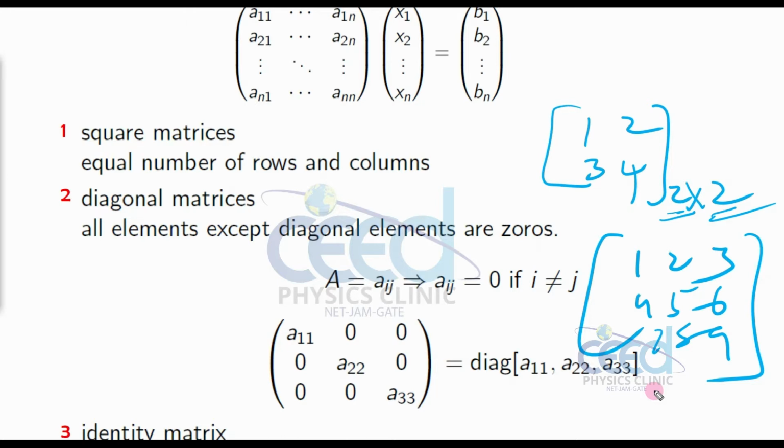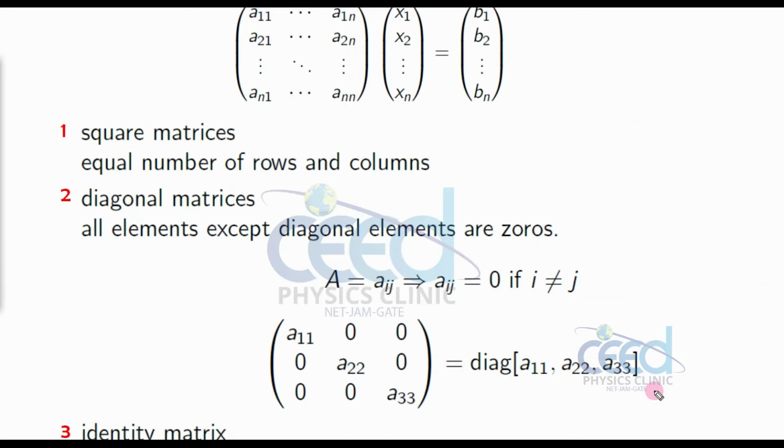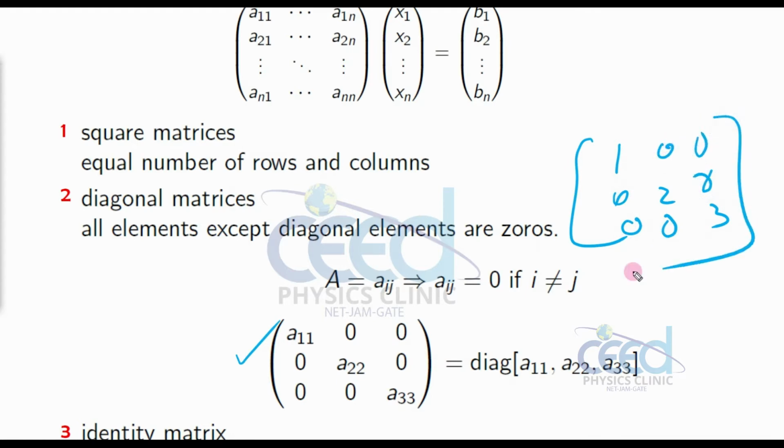Now, what is a diagonal matrix? In a diagonal matrix only the diagonal elements will exist, and all the remaining elements are 0. So this is an example. You can write 1, 2, 3, and all remaining elements are 0, so this is a diagonal matrix. That means when i is not equal to j the element is 0, only a11, a22, a33, the diagonal elements only, will exist.